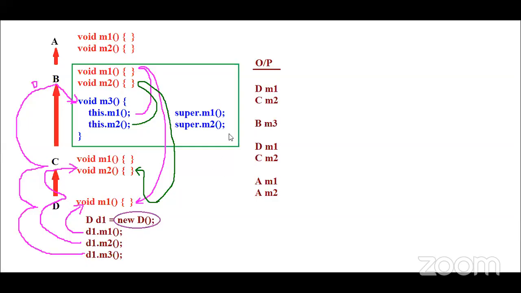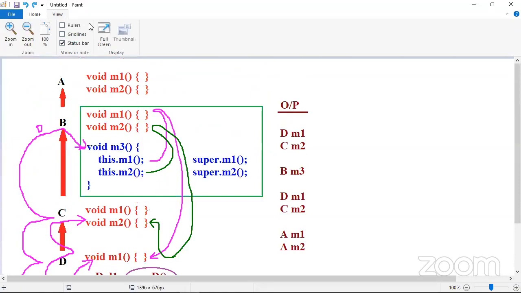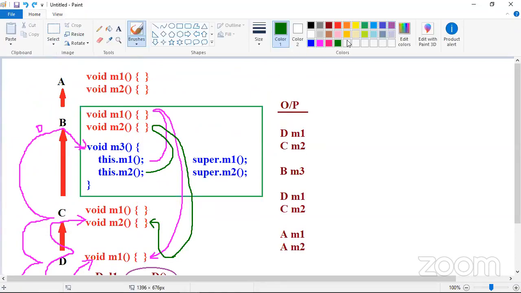Super.m1, no confusion. Super.m1, no confusion. Simply it will go and execute from the superclass. Search for the method in the superclass, execute from the superclass.